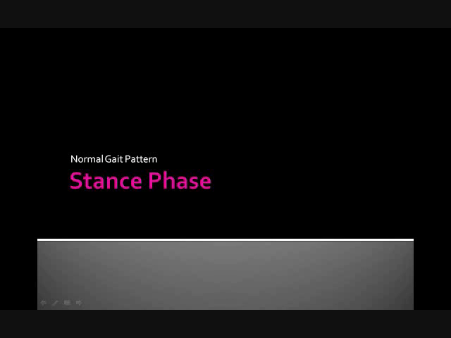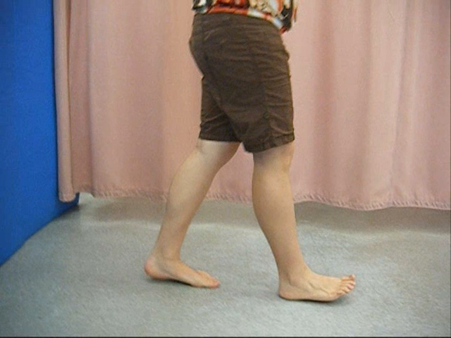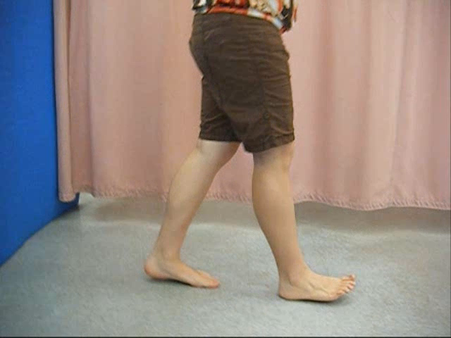Stance phase. The stance phase represents about 60% of the gait cycle. Stance phase has 5 parts: heel contact, foot flat, mid stance, heel off, and toe off. Heel contact. Heel contact marks the beginning of the gait cycle.